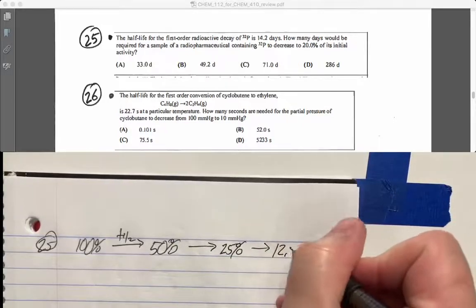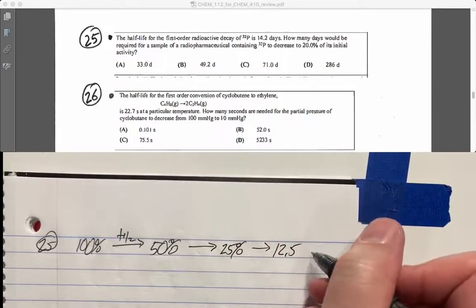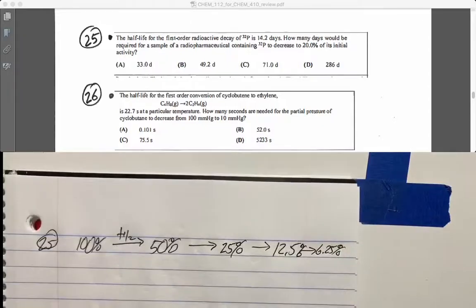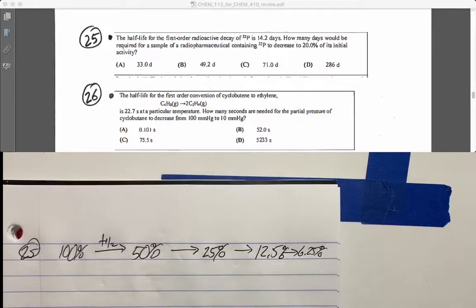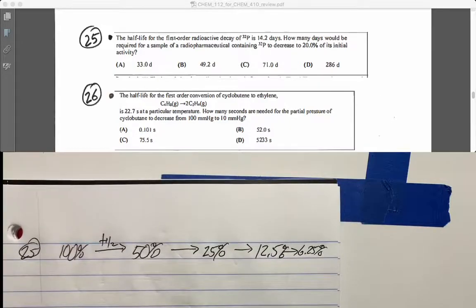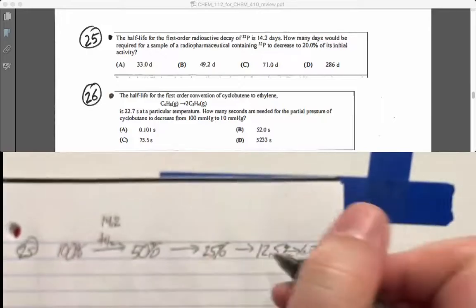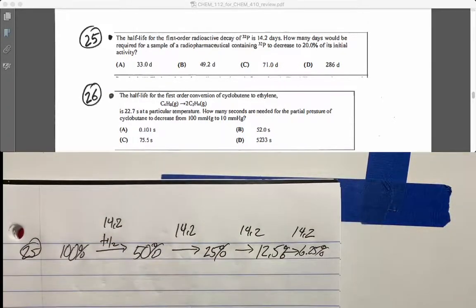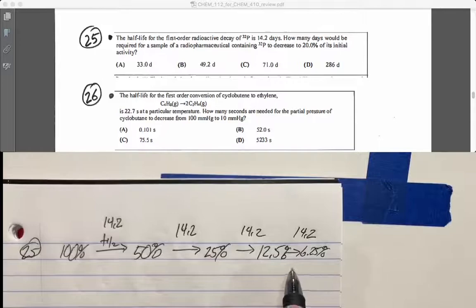And then if this kept going, 12.5%, and then finally 6.25%, and on and on and on. Never technically getting completely to zero, getting lower and lower and lower as it goes over. And then this problem tells us that this half-life in this particular case is 14.2 days. And it asks us how long will it take to get to 20% of the initial activity.